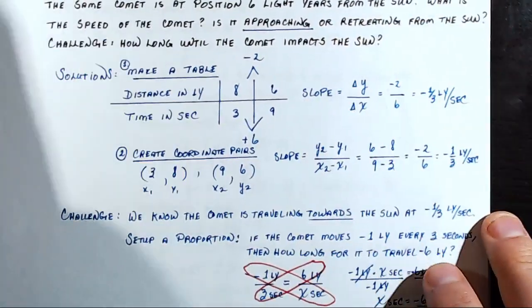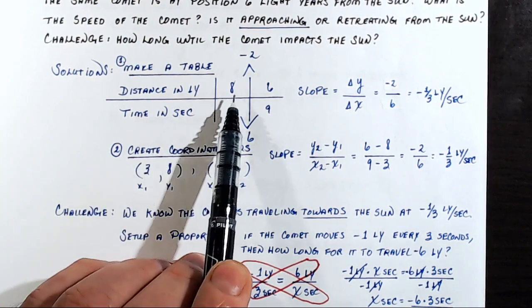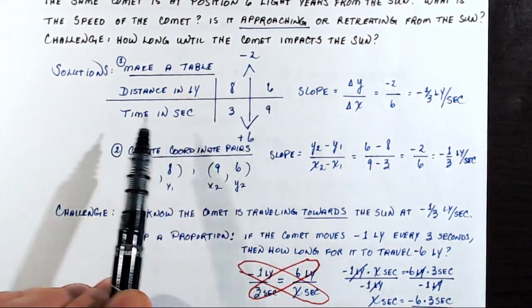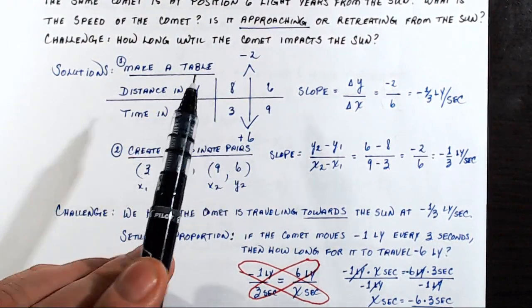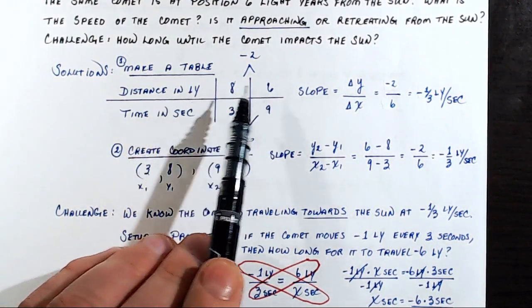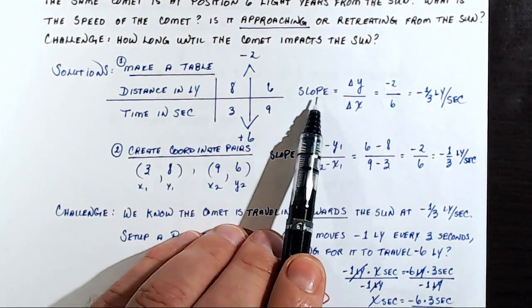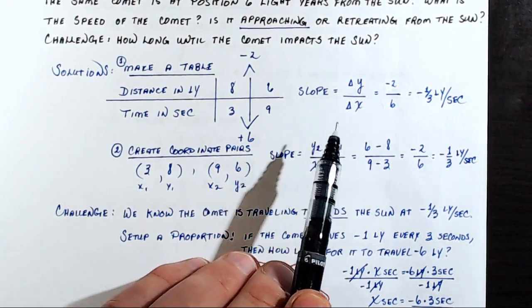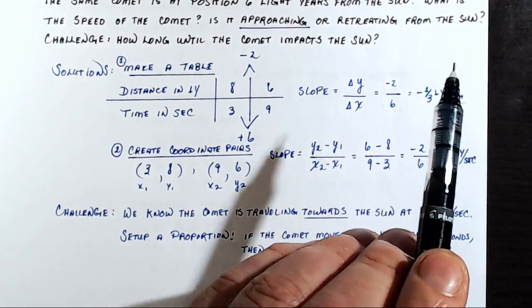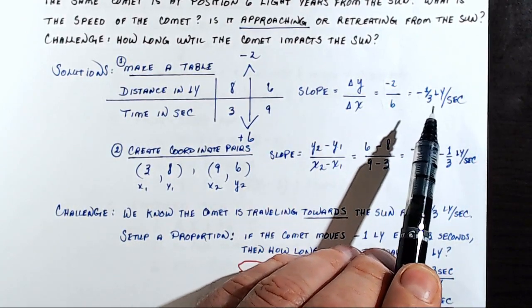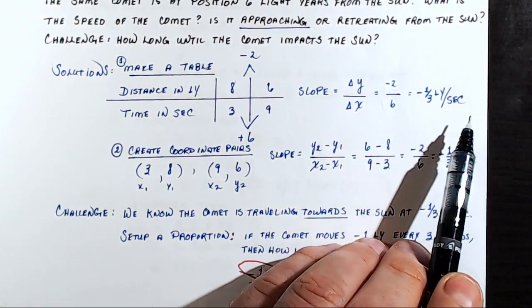Okay, in the first solution, we make a table, distance in light years and time in seconds, and then we just list the values. Distance is 8, distance is 6, time is 3, time is 9. We do the same thing we did above in the table. We find the differences in both the dependent and independent variables. Remember that the slope is the change in the dependent variable over the change in the independent variable, so this gives us a change of -2/6, which can be reduced down to -1/3. So the speed of the comet as it flies through space is -1/3 light years per second.